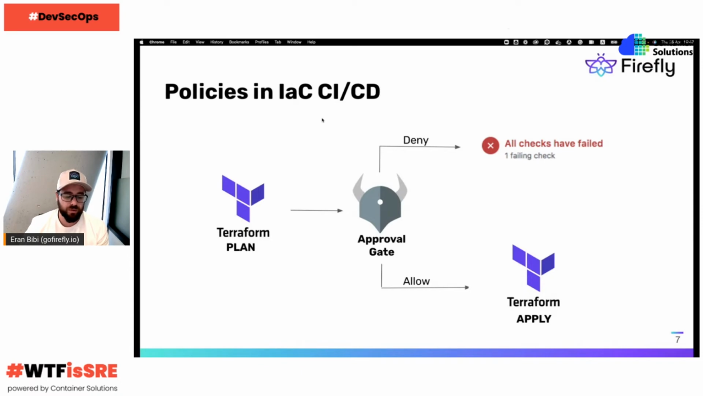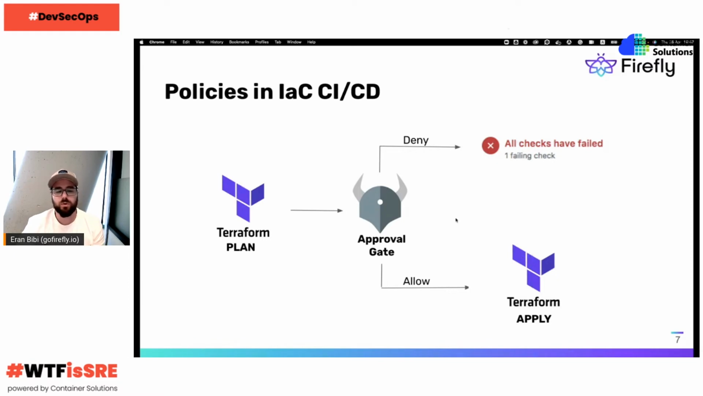So in this example, I'm just showing you a pipeline of Terraform, and you can basically take the output of Terraform plan, run the OPA engine on the output, and based on the policy that you provided, you will get a deny, which basically blocks the deployment, or allow, which will continue to the next step of Terraform applying.